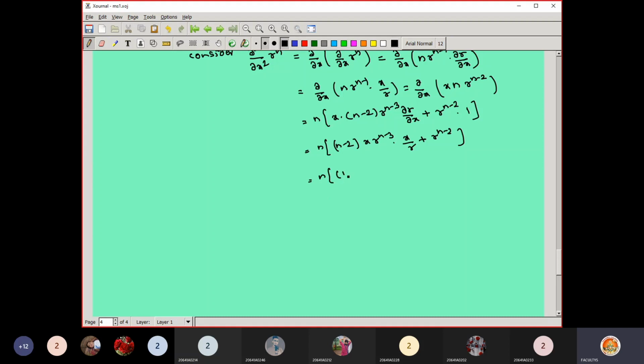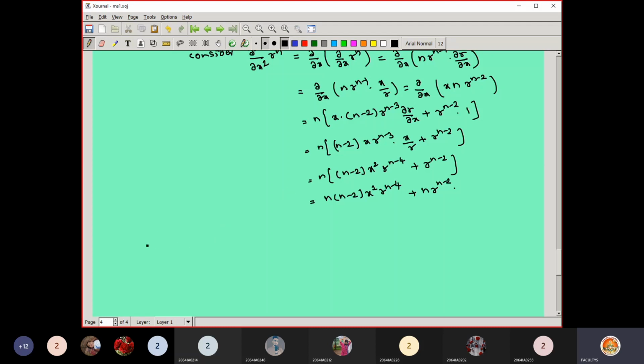n, it is n minus 2 x r, that x into x is nothing but x square, r power, if I take it to the numerator, n r power n minus 4, and plus here it is r power n minus 2. Just take the simplification of this. So finally you are getting the answer: n into n minus 2, it is x square r power n minus 4 plus n r power n minus 2. This is for dou square by dou x square of r power n.